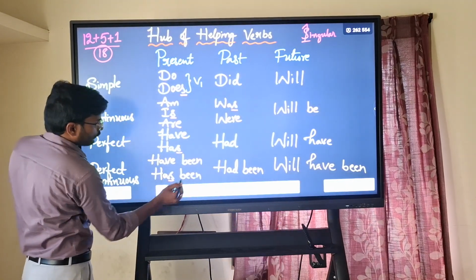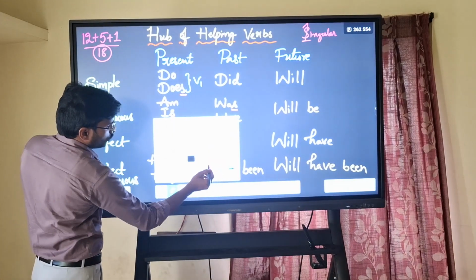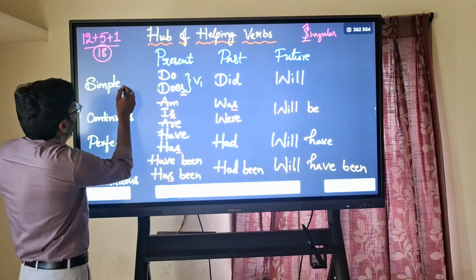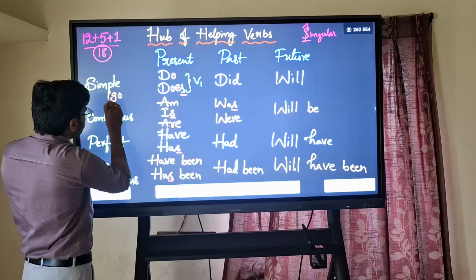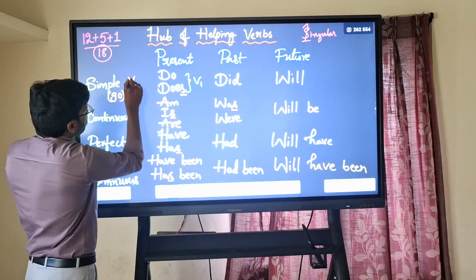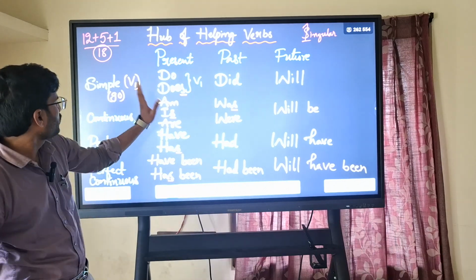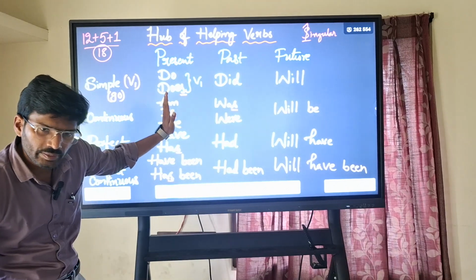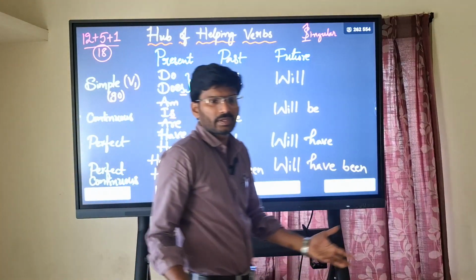So for example, let's take go. In all simple tenses, we use V1 only. I will tell you how. Go. Fine. So if I want to frame any sentence in simple present, what should I use? Go. For example, I go to school every day.